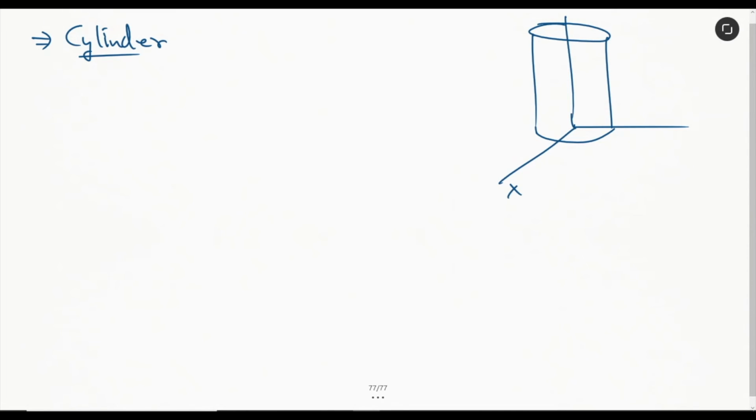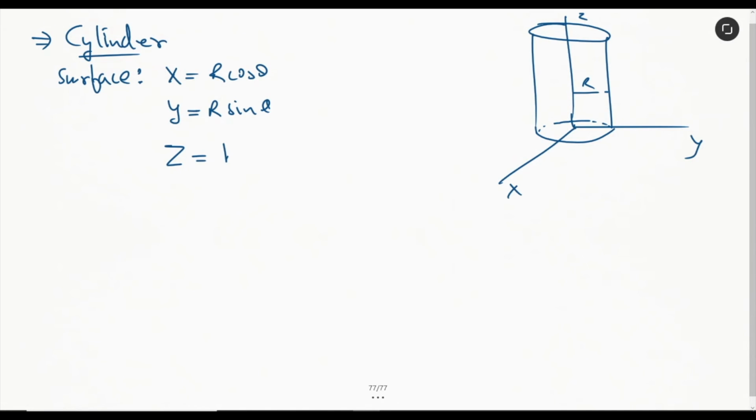Let's say this is x, y and z. This radius is capital R. Then for the cylinder, we can clearly see the parameters are going to be, if we are talking about the surface, x will become r cos theta, y becomes r sin theta, z you can keep as z, or if you want you can keep a parameter like h.